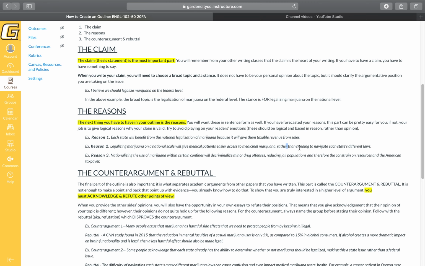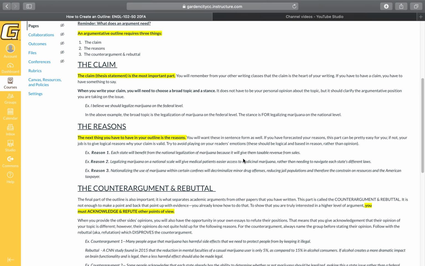And it eliminates the need to navigate the state laws. And then that in certain confines, it will decriminalize minor drug offenses, so it'll reduce jail populations and the constraints on the American taxpayer. So those are very logical, valid, feasible reasons.